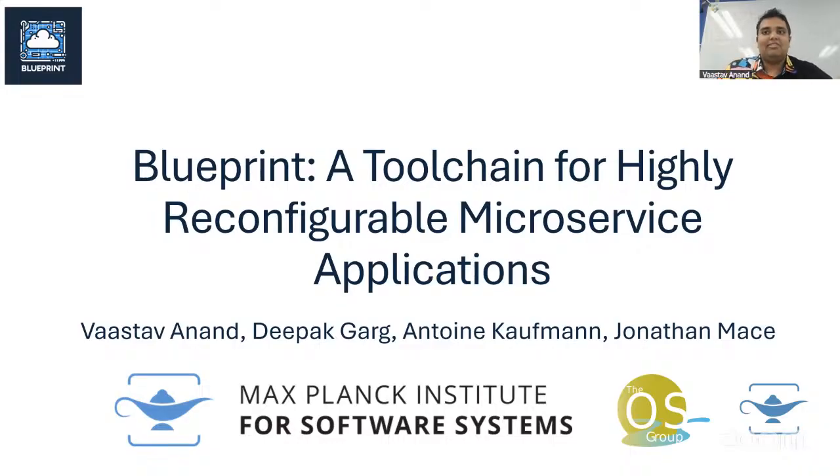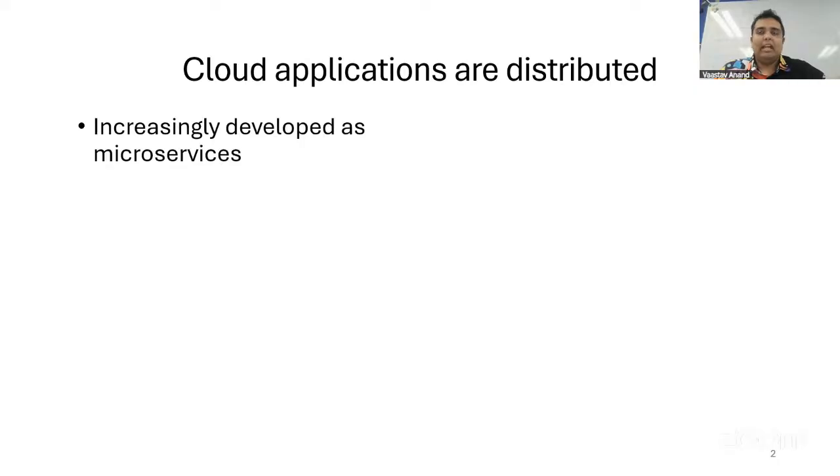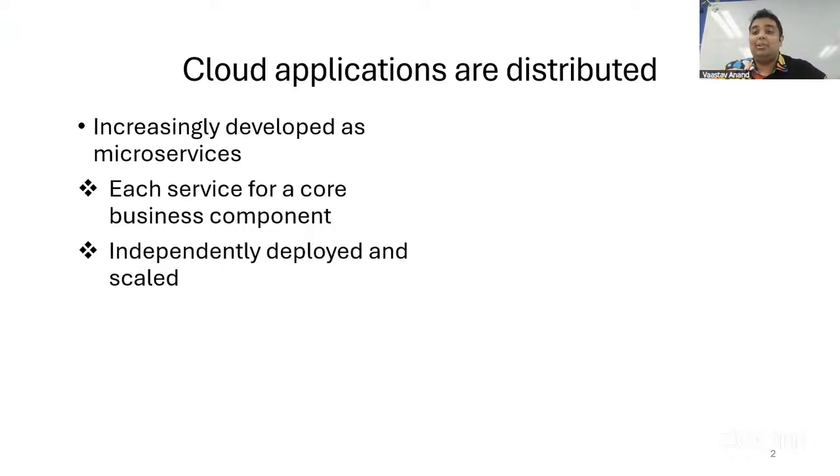Cloud applications today are distributed, and they're being increasingly developed as microservices. In a microservice architecture, each service really serves a core business component. These services are independently deployed and scaled, and the number of services is typically very large.